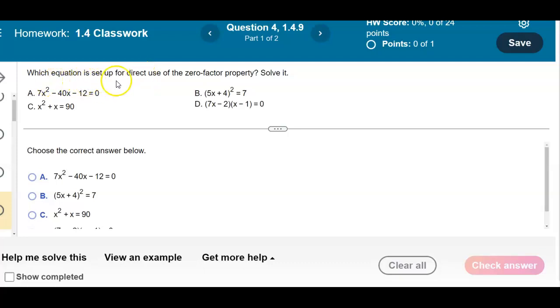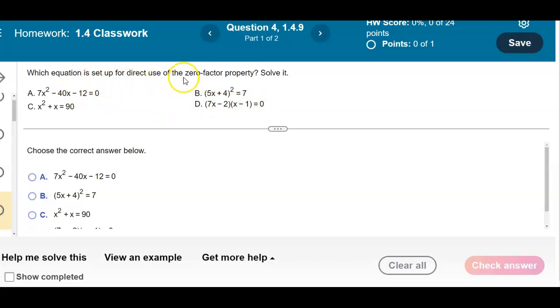Which equation is set up for direct use of the zero factor property and solve it? So we have our three options. The first one is A, 7x squared minus 40x minus 12 equals 0. B, we have parentheses 5x plus 4 squared equals 7. C is x squared plus x equals 90. D is parentheses 7x minus 2 times x minus 1 equals 0.